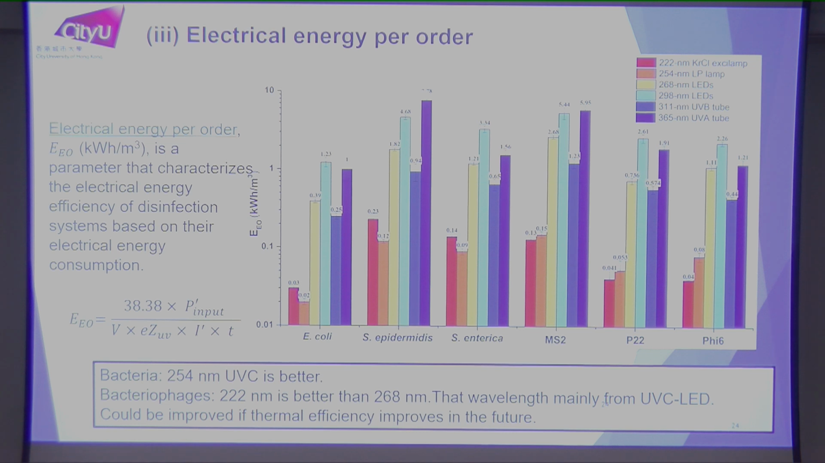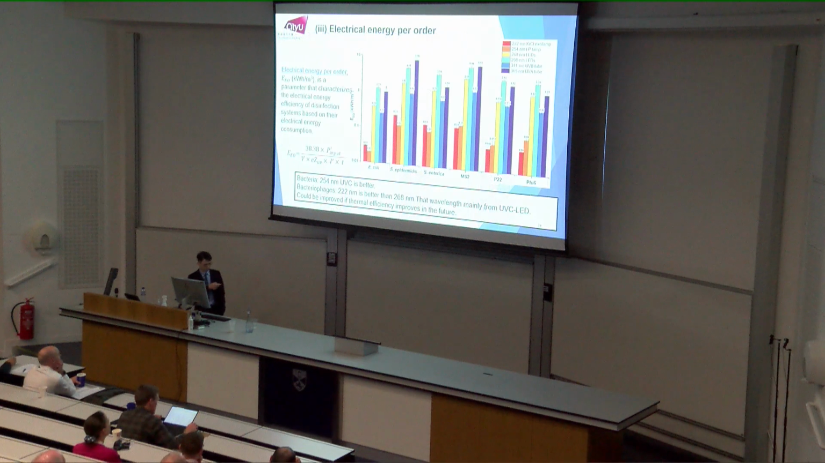268 wavelength is mainly for the LED. And for the UVC LED, the efficiency we mentioned this morning is still low. But when the technology advances, it will give better results, and could be improved if the thermal efficiency improves in the future.